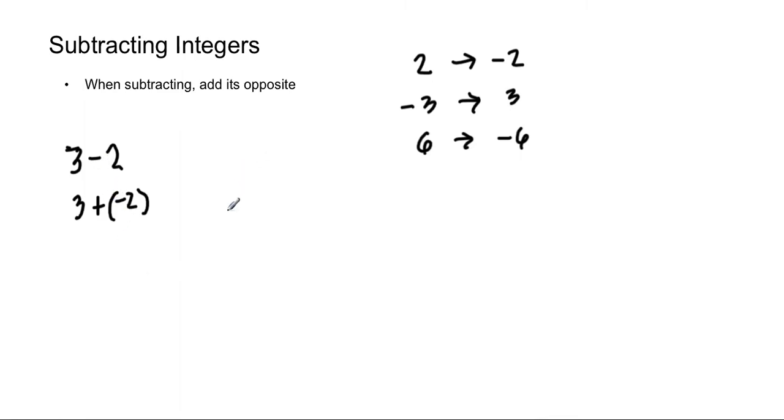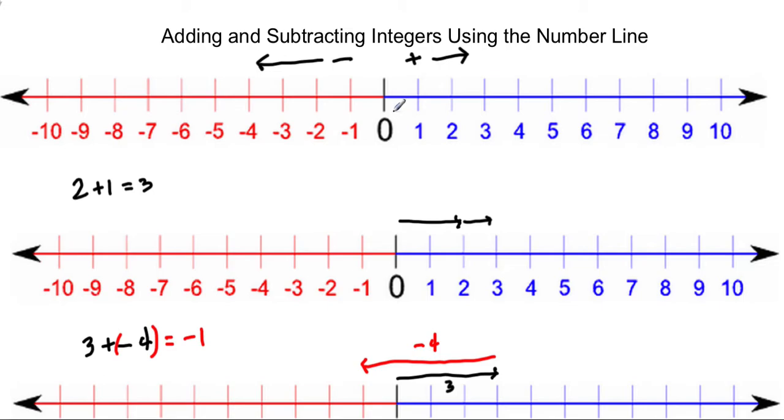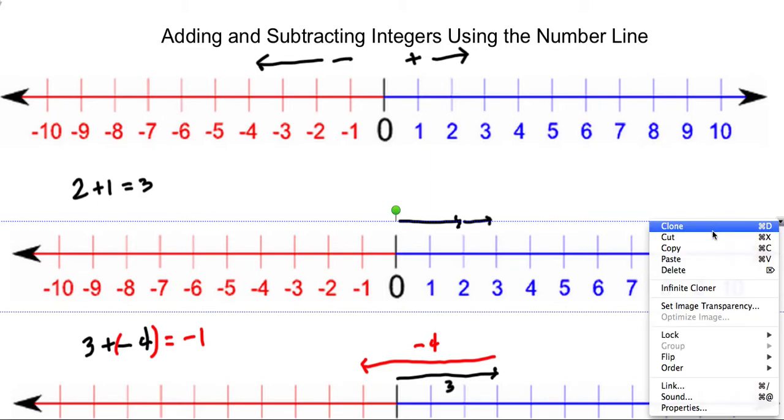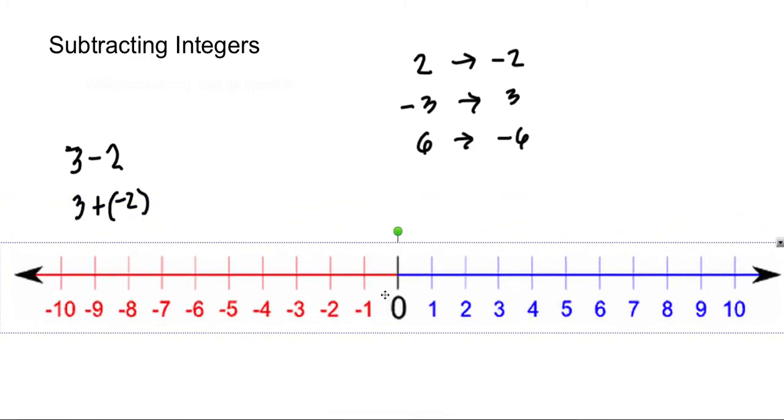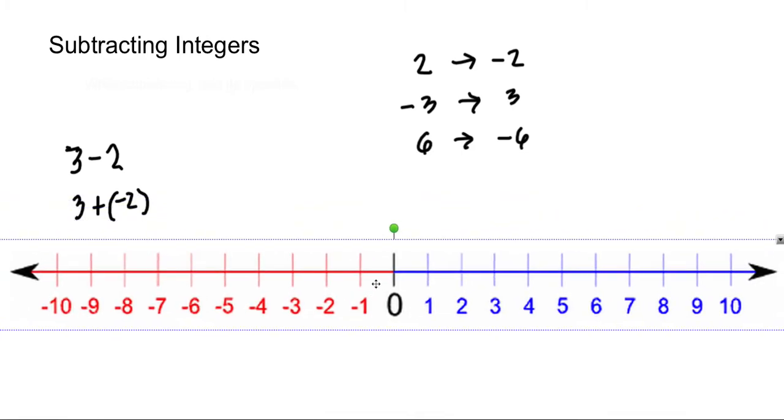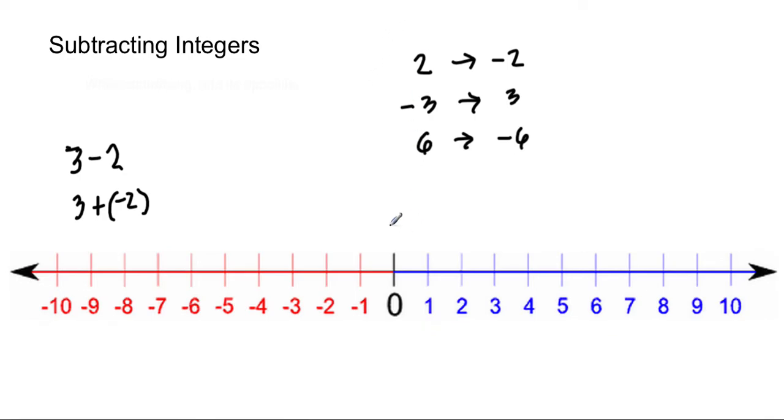We know that if we get our number line, let me get that number line right there. Let me copy it. So 3 plus negative 2 is, if you review our number line, go first to 3. And then since you're adding negative 2, you go 2 spaces back. So this becomes 1. So 3 plus negative 2 is 1. So when you're subtracting integers, all you need to do is add its opposite.